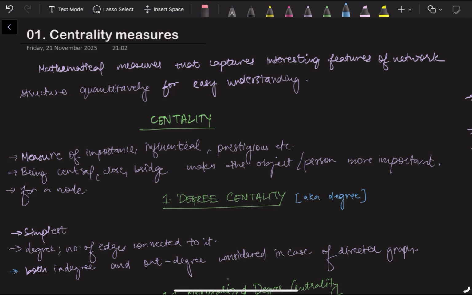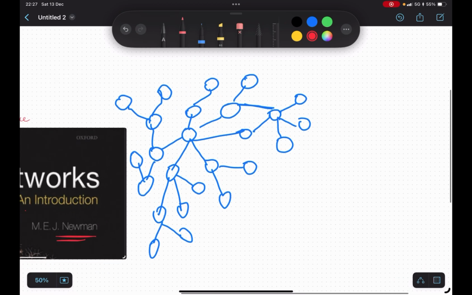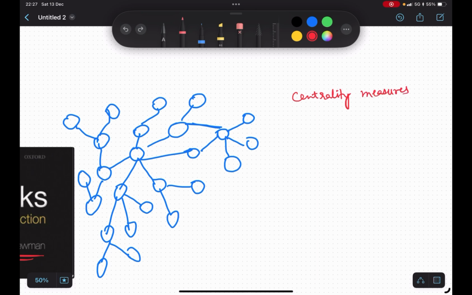What is a centrality measure? It is a mathematical measure that captures interesting features of network structure quantitatively for easy understanding. Let's say this is the network, but how do we know which node is important to me, and which node is the least important to me? We decide quantitatively which node is important to us using something known as centrality measures.